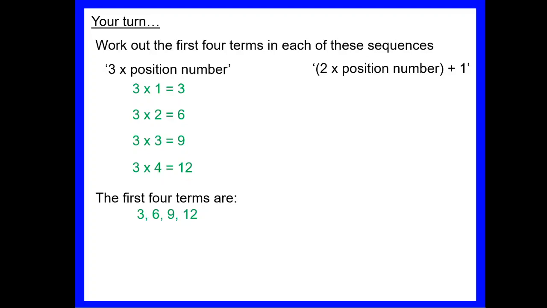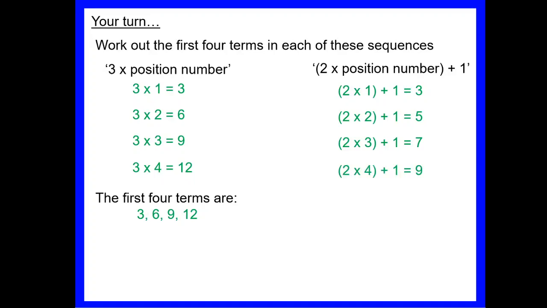For the second one, remember the position number again. We're going to do the first four. So we're going to swap position number for 1, 2, 3, then 4. So we've got 2 times 1 is 2. Plus 1 is 3. 2 times 2 is 4, plus 1 is 5. 2 times 3 is 6, plus 1 is 7. And 2 times 4 is 8, plus 1 is 9. So the first four terms in this sequence are 3, 5, 7, and 9. Okay, make sure you've marked those and that you're happy. We've simply swapped the position number for numbers 1, 2, 3, and 4 for the first four terms.